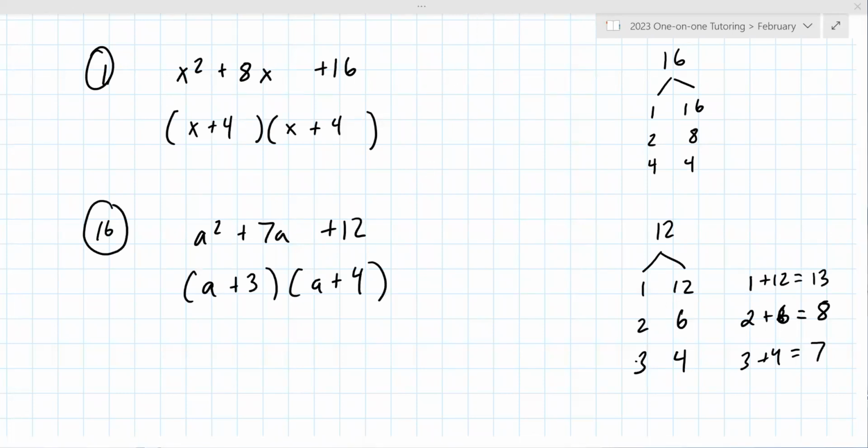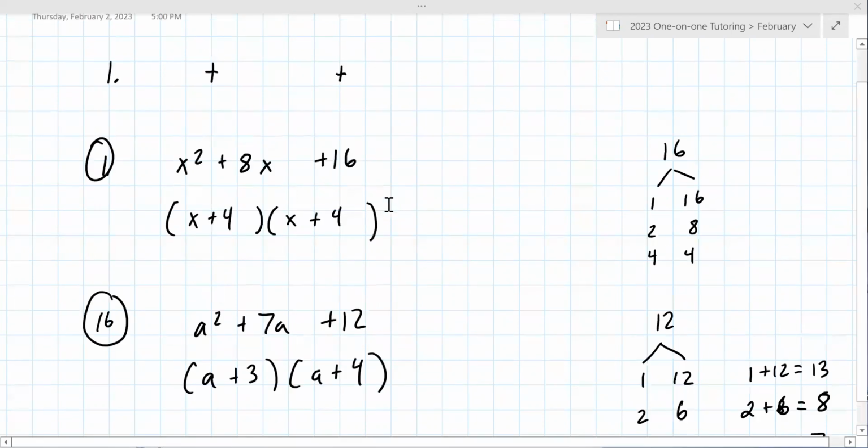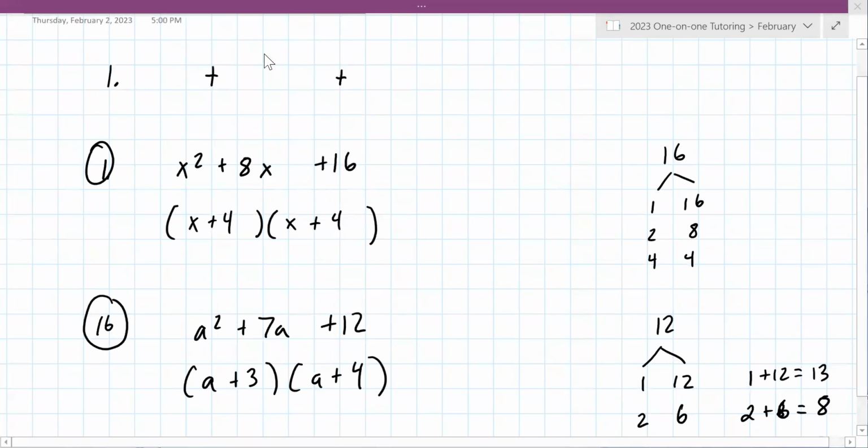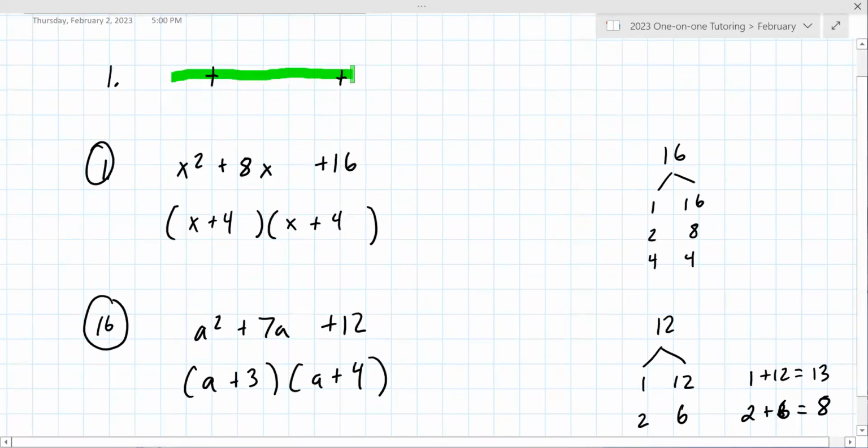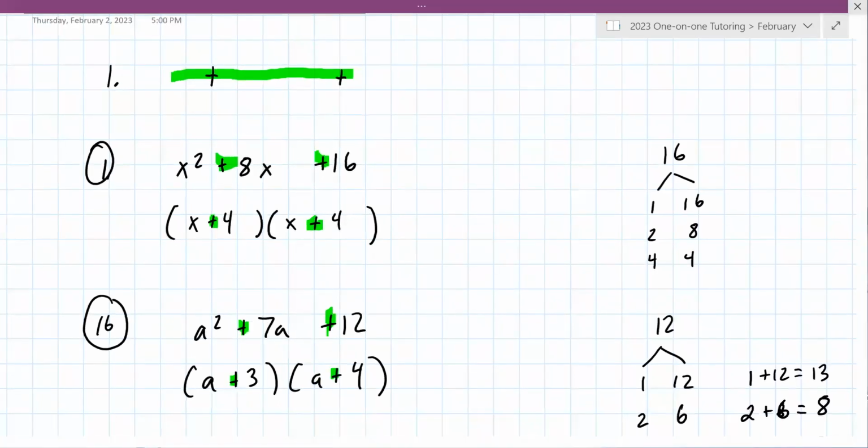Let me know when you get that down. I got it. Okay, now this is the whole point of the plus plus case. There's plus here, and the answers are plus and plus. Plus here, plus here, plus here, plus here. So these are all of what I call the same type.